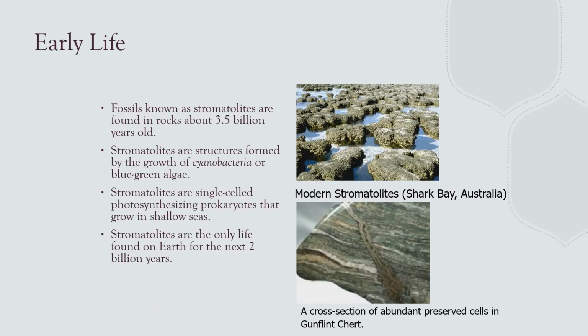We still see them today in stromatolites. These are bacterial reefs. You can see the cross section of a gunflint chert, a fossil assemblage, full of these stromatolites. You can see their oxidation layers in the fossil cross section below the image.